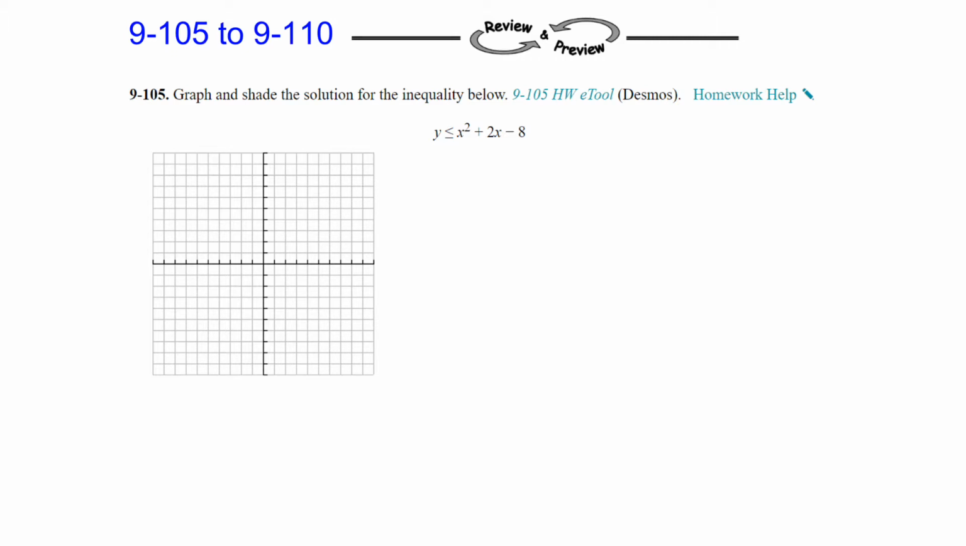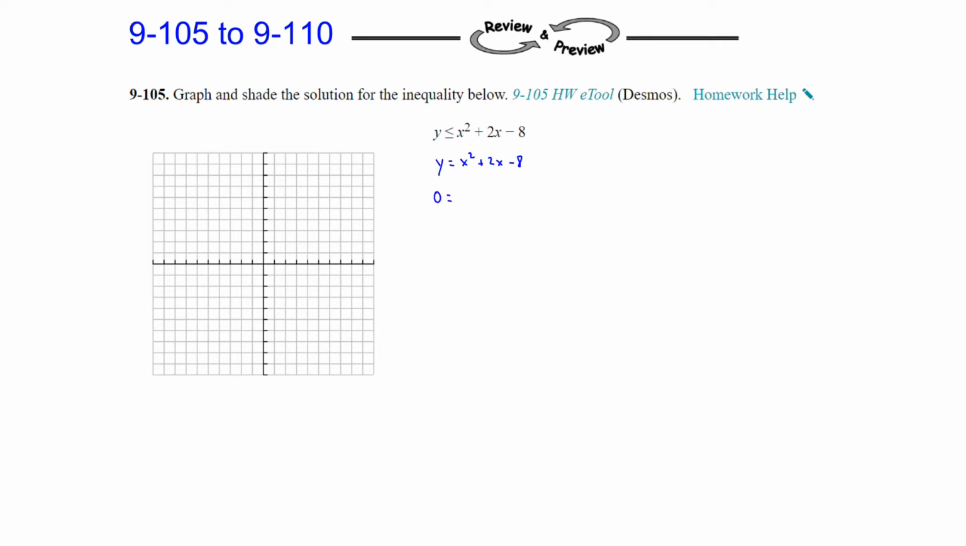Question 105. Graph and shade the solution for the inequality below. We have y is less than or equal to x squared plus 2x minus 8. So we're looking to graph the boundary, in this case a curve, x squared plus 2x minus 8. Maybe the first thing we can look at is, can we find the x-intercepts?